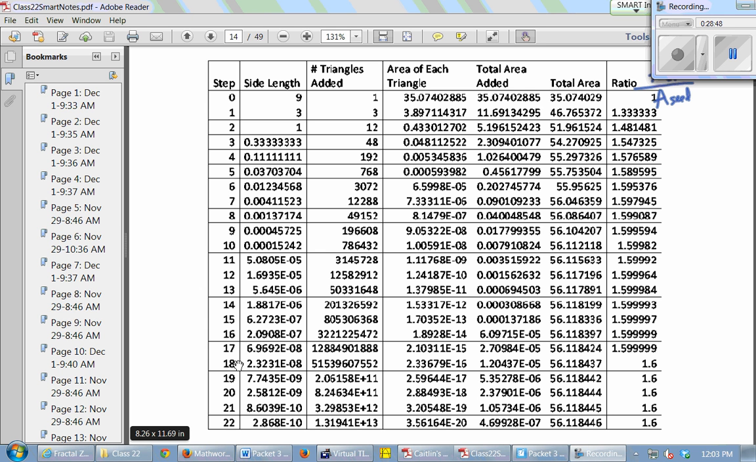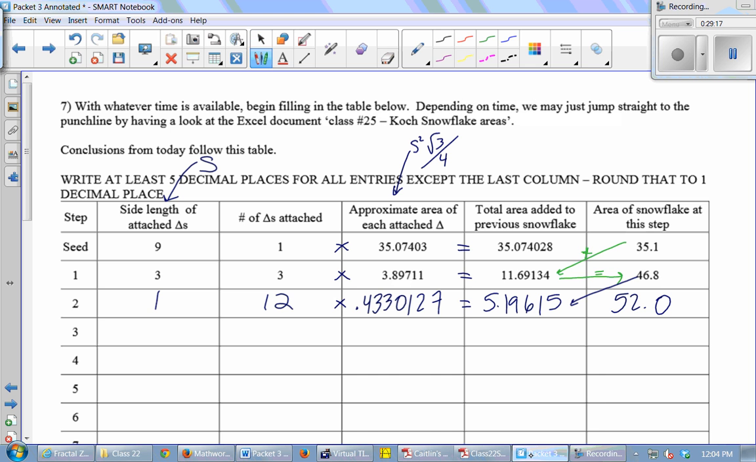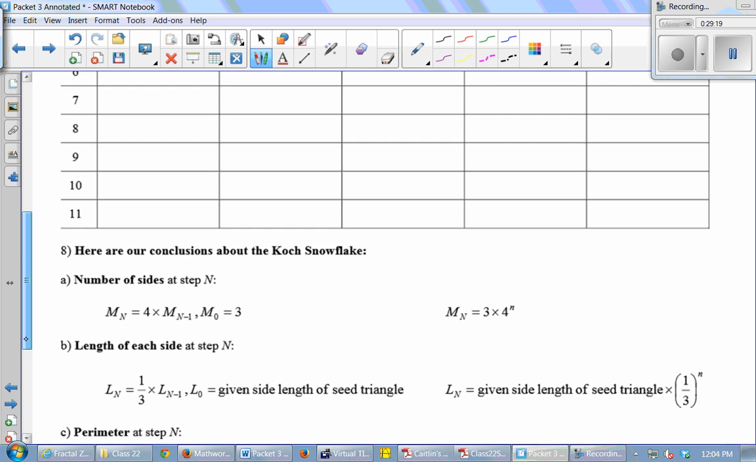And by the time we get down to the bottom here, between step 21 and 22, it grew by about a millionth. Barely anything at all. So what do you think about the area? Is the area finite? Yeah, it's growing, but it has a limiting value, right? It can't ever get bigger. It can't go towards infinity, right?